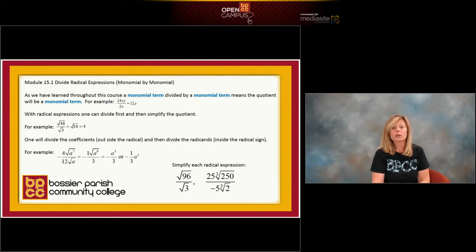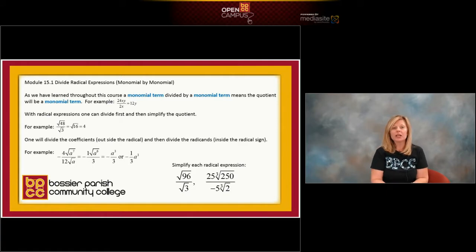Negative 4 square root of a to the 7th divided by 12 square root a. Now, again, all these concepts we've been talking about all semester are coming into play. We have the negative symbol that's sitting in the middle of the fraction bar. We've already discussed this. When you have a negative symbol in the middle of a fraction bar, it floats to the top. So that negative belongs with the 4. So when I read that expression, that's why I said negative 4.